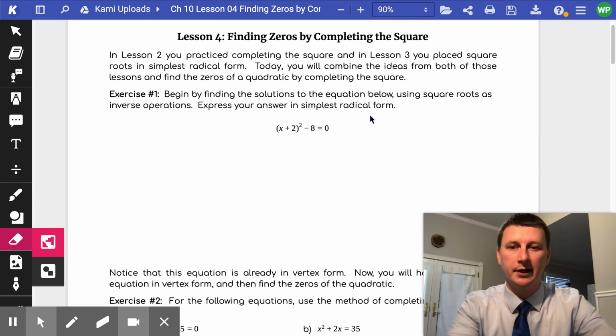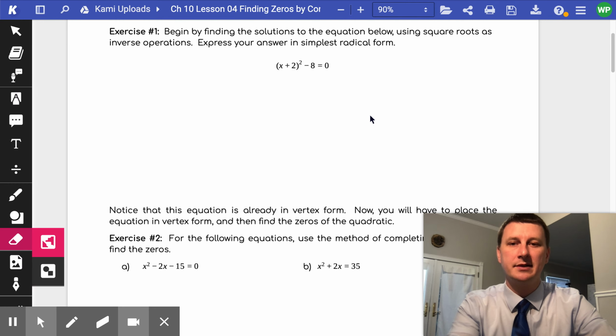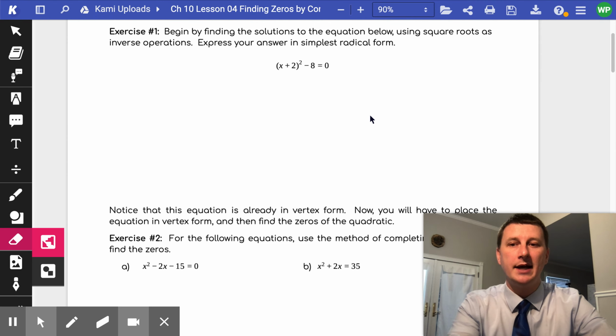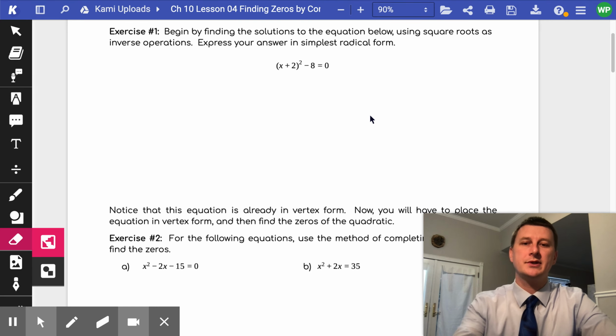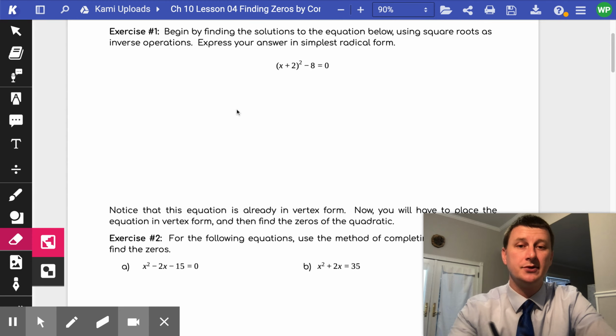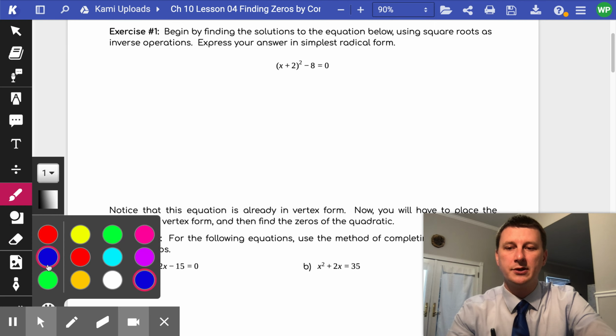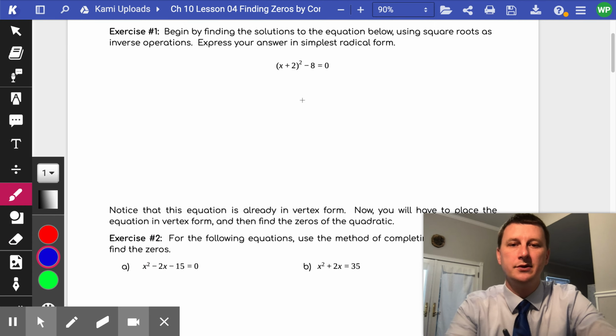So let's get started with exercise number 1. It says to begin by finding the solutions to the equation below using square roots as inverse operations. Express your answer in simplest radical form. So if you have (x + 2) squared minus 8 is equal to 0, we're going to want to isolate this x by starting from the outside and working our way into those parentheses. So let's take a look at this equation and think about what we could do first.